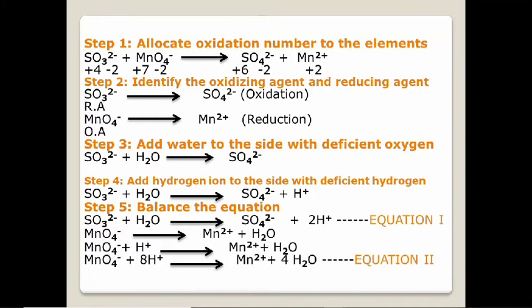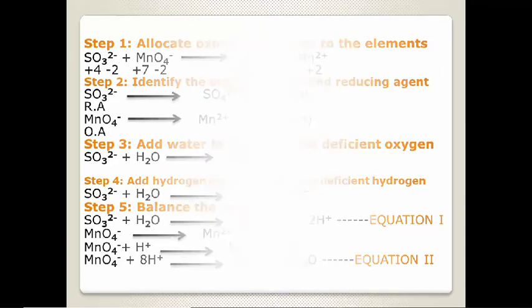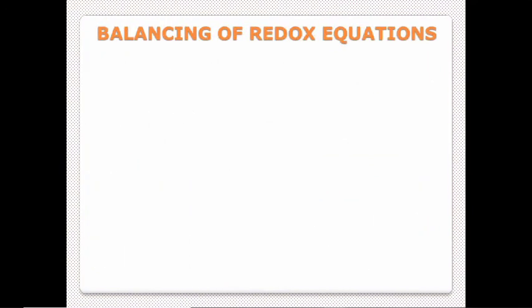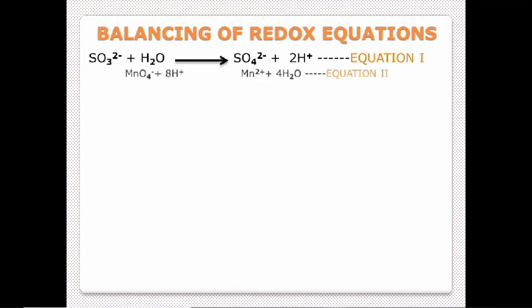Therefore, we need to add 4 molecules of H2O. We need to add 4 as numerical coefficient, that is 4 molecules of water, and we now have 8 molecules of hydrogen ion, by saying 4 times 2 to give 8. Then we need to balance that equation. Okay, now we have our equation 1 and equation 2.